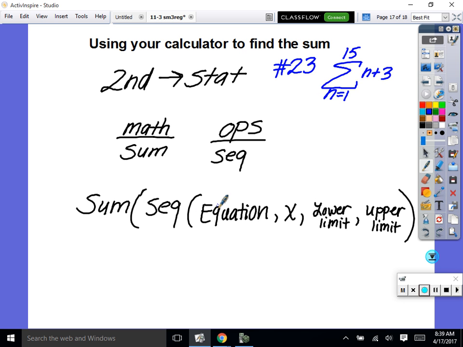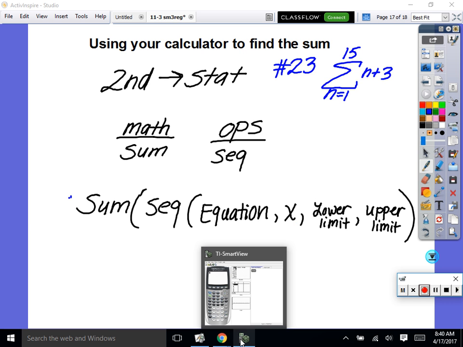So we have to have it in this format here. If you want to hurry and quickly write this down, it's going to help you remember when you get home. So we're going to tell our calculator we want to find the sum of a sequence. Then we're going to have parentheses. We're going to put in the equation that generates the sequence. So in this one, we would put in x plus 3, because look, n plus 3. Then you put in the variable you're using. Let's just use x. Comma, you put in your lower limit. So in this one, we're summing up the first through 15th term, so we put a 1 here. Comma, our upper limit is 15.